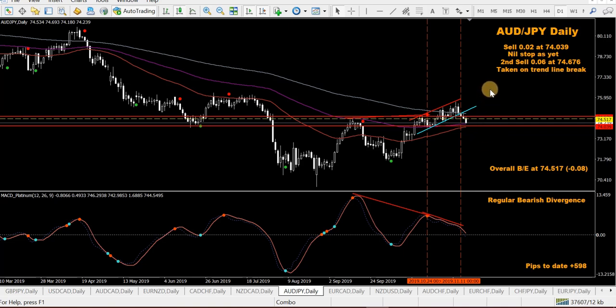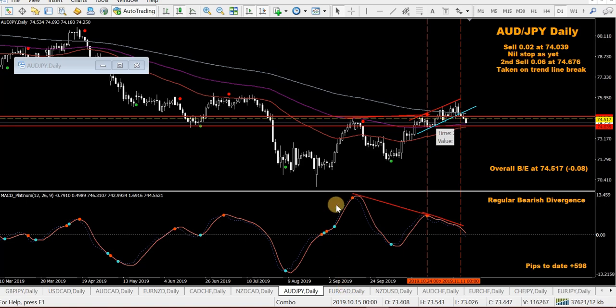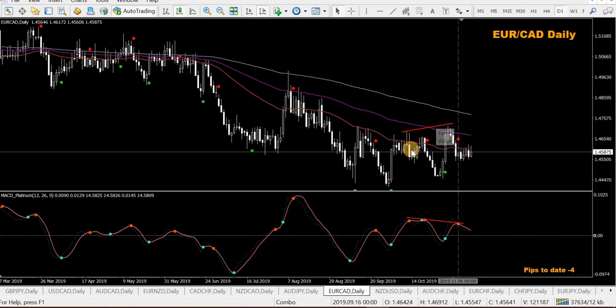That's the Aussie yen. I've taken a second trade on a break of a trend line as the sell signal is still valid. I don't mind trading this pair, the Aussie yen. It's not a bad pair at all to trade. Euro CAD, if it ever comes up, we'll have a look at that. Nothing doing. Again, you can see my grey line, trend lines are in place, getting ready for a possible trade. It's been a bit ugly. This is a daily chart, so nothing to get too excited about.